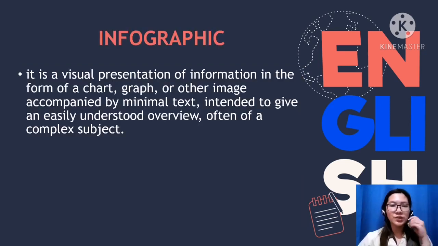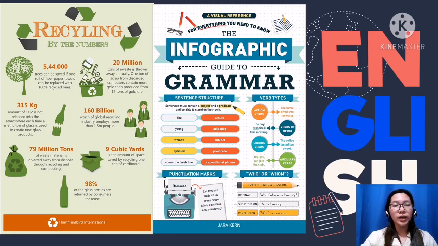So now, let's proceed with infographic. It is a visual presentation of information in the form of a chart, graph, or other image accompanied by minimal text intended to give an easily understood overview, often of a complex subject. These are some examples of infographic: an infographic about recycling, and an infographic about grammar.